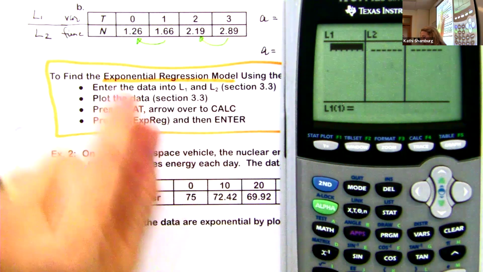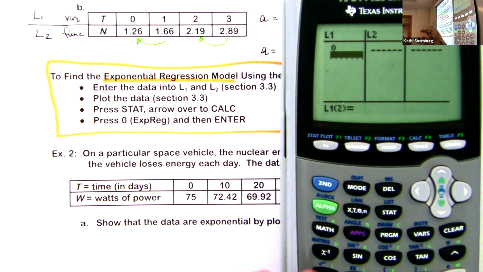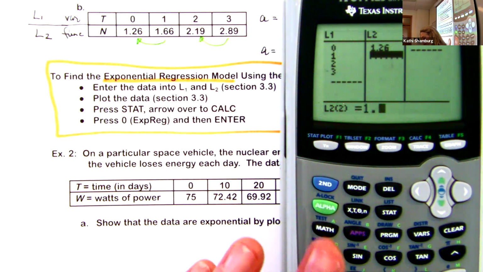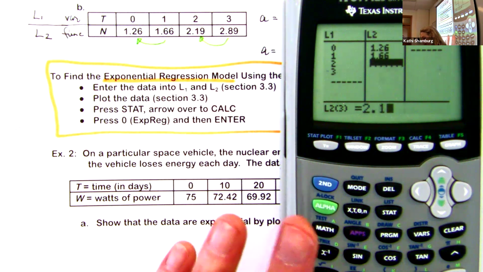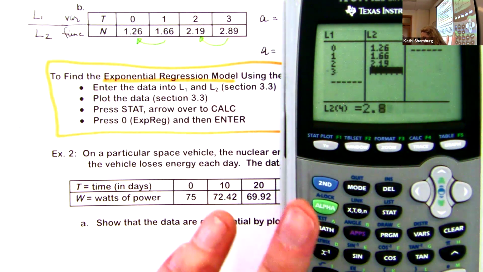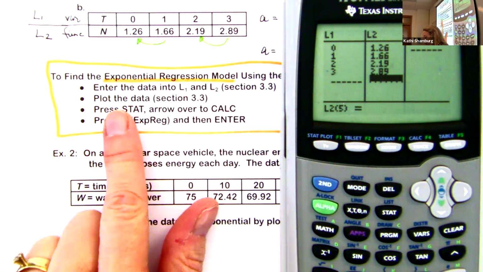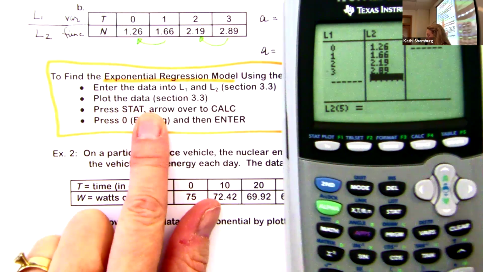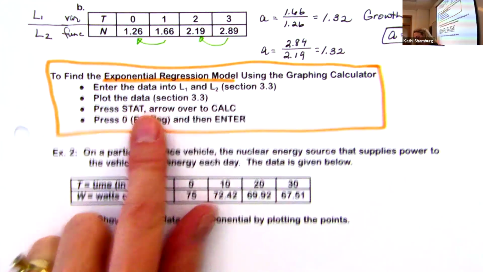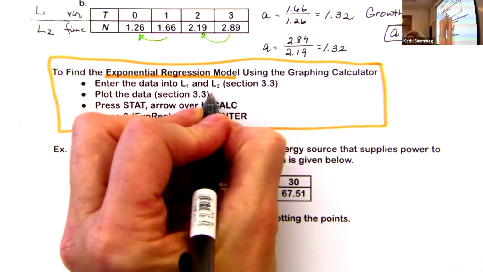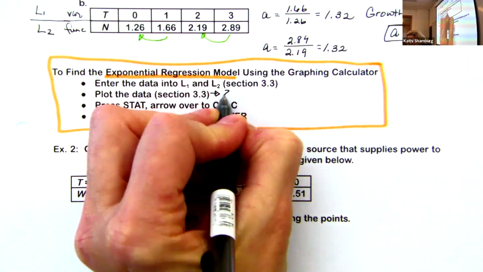Okay, so 0, 1, 2, 3. Right arrow over: 1.26, 1.66, 2.19, 2.89. Okay. So now we want to plot the data. What do we need to remember to push in our calculator to plot the data? Zoom out. Correct.